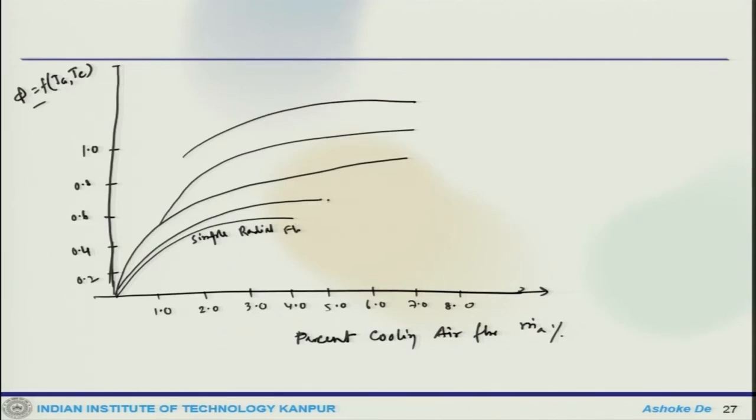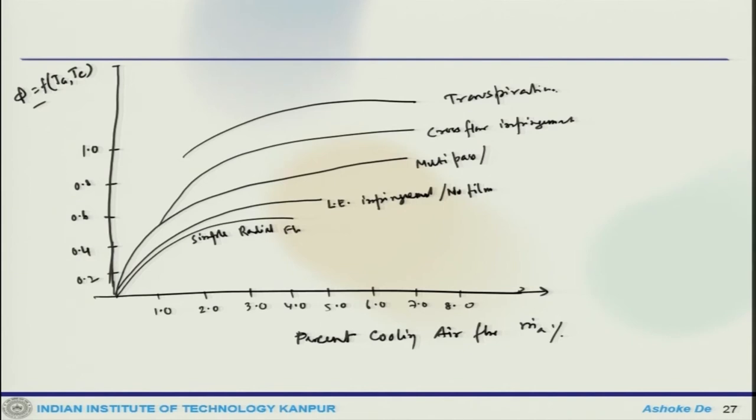So, this is leading edge impingement or no film. Now, this will have multi pass, this is some sort of a cross flow impingement, and this could be transpiration. So, just to give you an idea how this improves the different aspects of the blades. These are obviously going to improve the sustainability or resistance of the blade material up to a higher range of temperature, and that allows it to operate in a different range. Now, just to quickly wrap up.